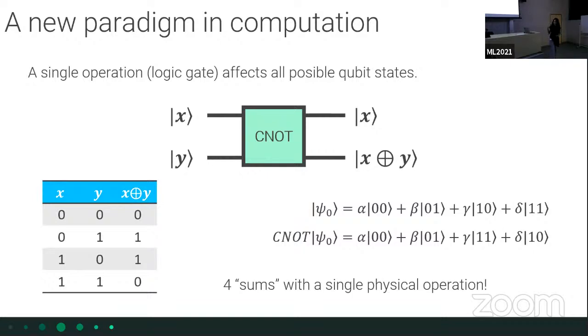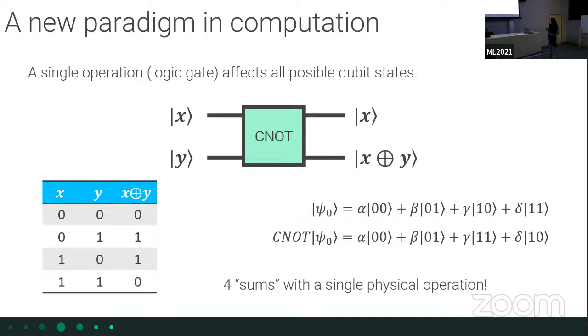So with this paradigm, we have these quantum states, which are two-dimensional systems in this case. And all the quantum logic gates that we will use will be represented by Hermitian operators that follow all the quantum mechanical rules. For instance, this example, the control not gate, sums the X and Y states of these qubits. And in a way you can think about it like four sums have been performed in parallel at the same time.